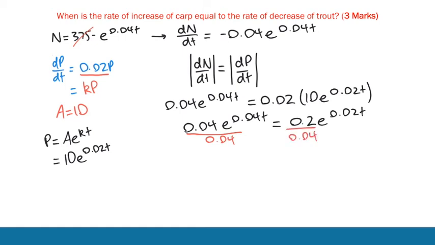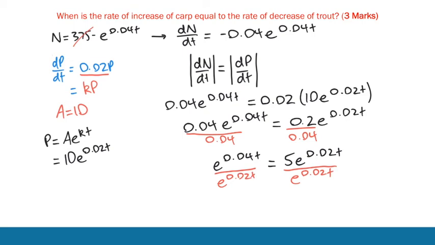Now when you do that, you can use a calculator, and you get e to the 0.04t on the left, that's now isolated, and on the right, 0.2 divided by 0.04 is quite a nice number actually. It's just 5e to the 0.02t. Now the next step is I'm going to divide by e to the 0.02t. Now I'm allowed to do this because an exponential term is never equal to 0, so I'm allowed to divide by that. What that gives me is e to the 0.02t.